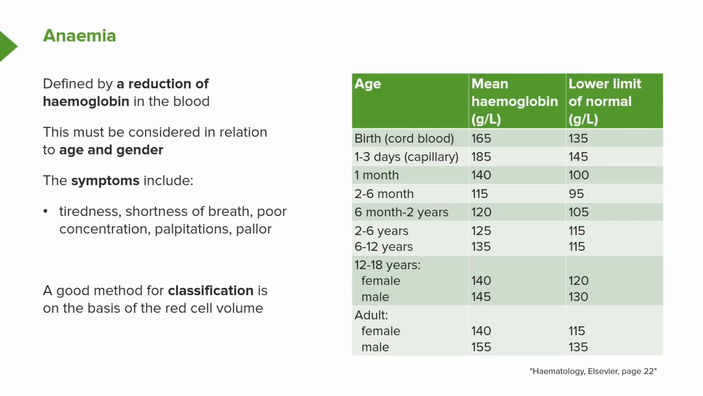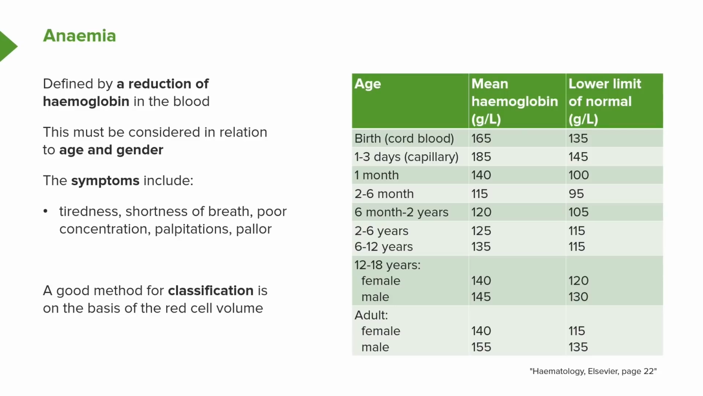Anemia is very common throughout the world. It can be defined as a reduction in the hemoglobin level within the blood. But remember that this must be taken in relation to two factors. One is the age of the patient, and the other is the gender. Let's just look at that table on the right, which shows typical hemoglobin concentrations at different ages.